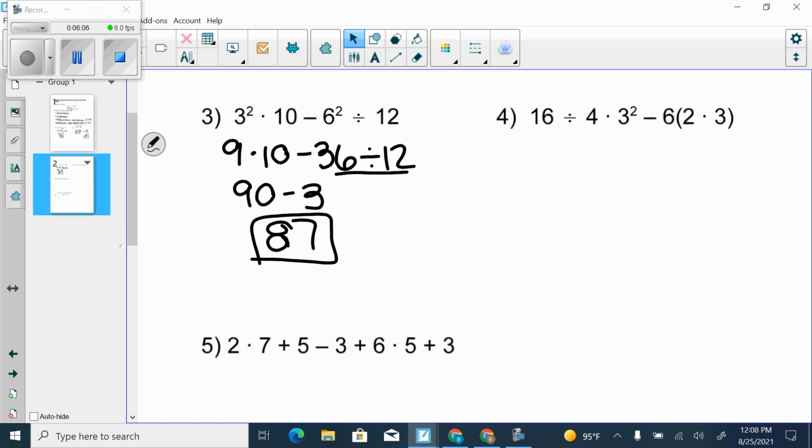Okay. Number 4. Right, inside the parentheses. So what's that going to become? 6. So I've got 16 divided by 4 times 3 squared minus 6 times 6. Okay? What'd you say? Right. So now I'm going to take care of my 3 squared. So what is 3 squared? 9. Good.